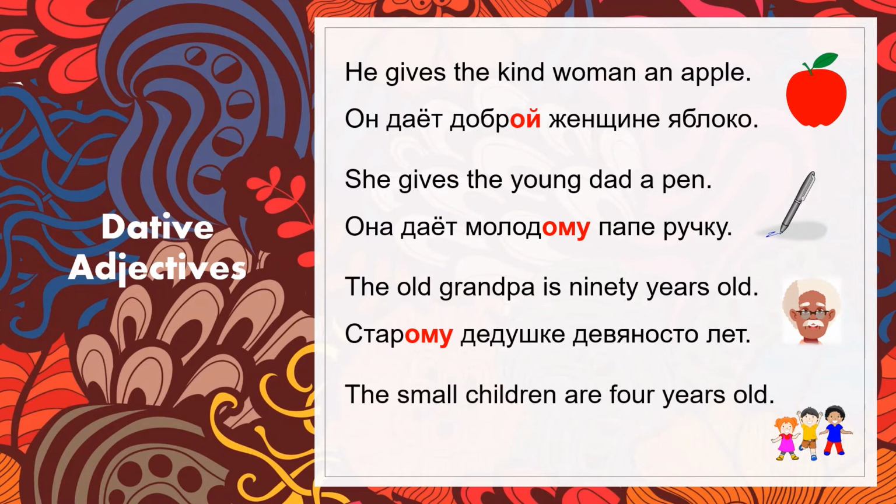And another example of that, the small children are 4 years old. So small children will be in dative. Маленьким детям 4 года. Here's another example of what we talked about, okay? Usually the ending will be -ым, but in маленьким, k, it follows the ka. And whenever you follow a ka or sha in Russian, the ы becomes an и. Okay? Маленьким детям 4 года.